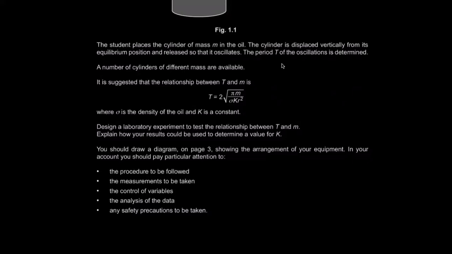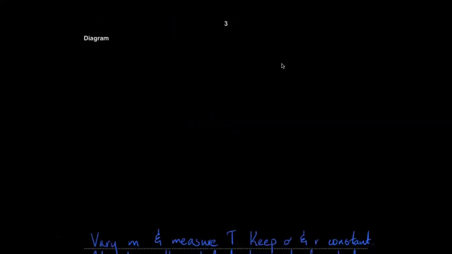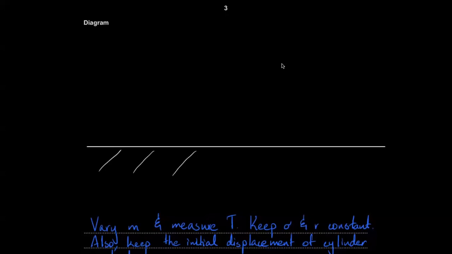So first, before talking about the additional detail part, let's just first make the diagram. You would definitely have a beaker. So let's just draw that. Let's say this is your workbench. So this is the workbench. You have this sort of beaker.